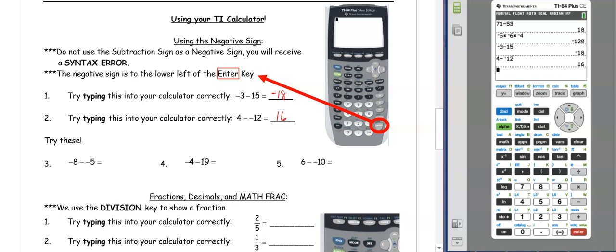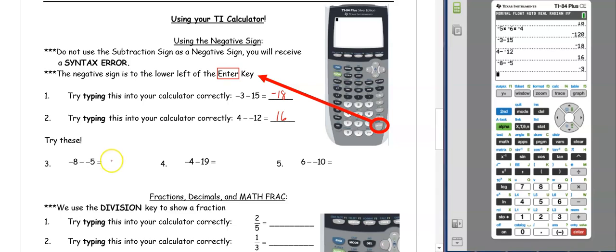So let's try a couple more. We have -8 minus -5. So we get -3. We have -4 minus 19, which gets us -23. And we have 6 minus -10, which gets us 16.